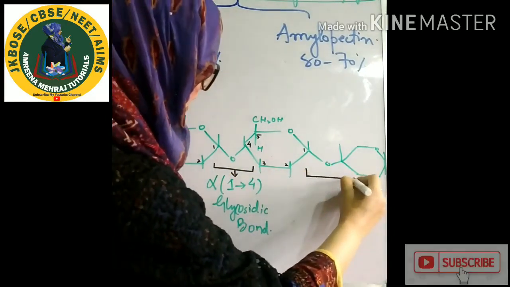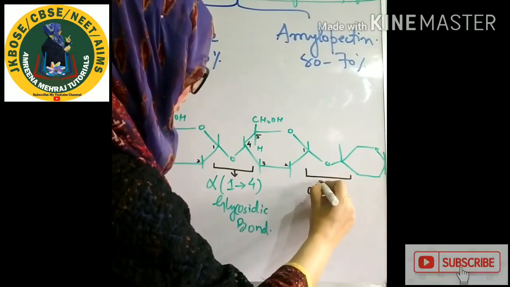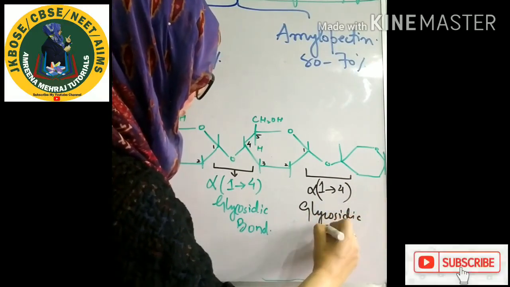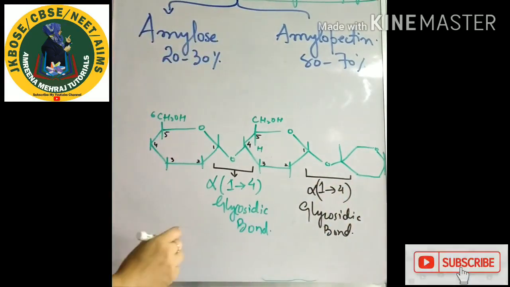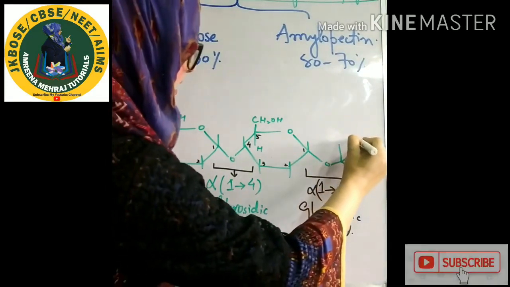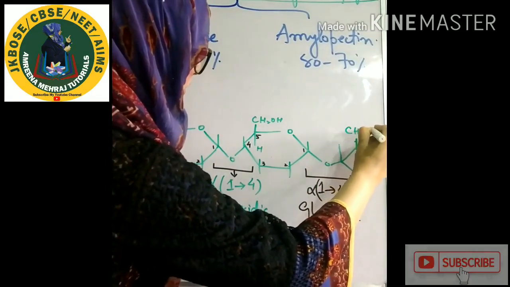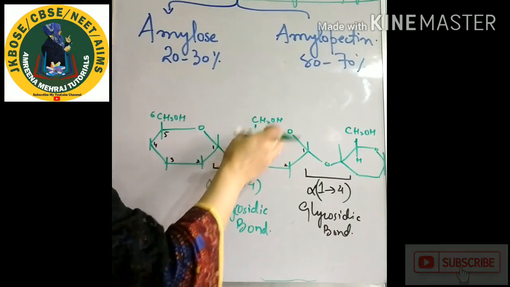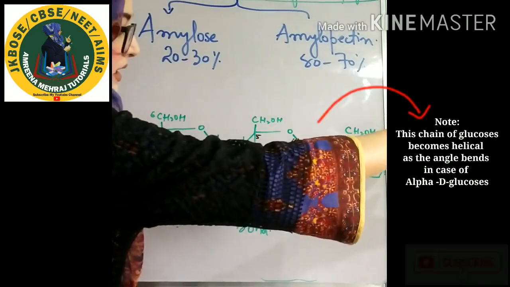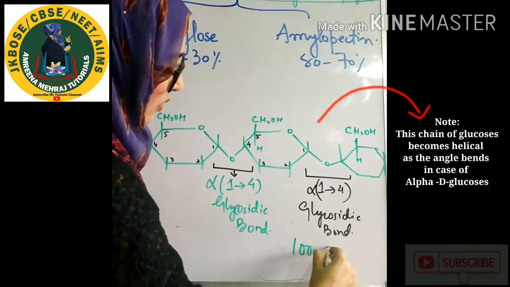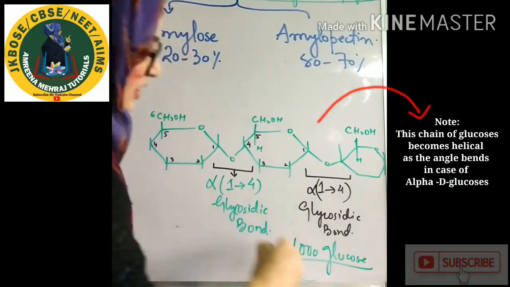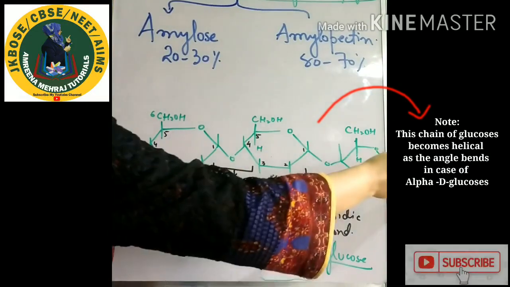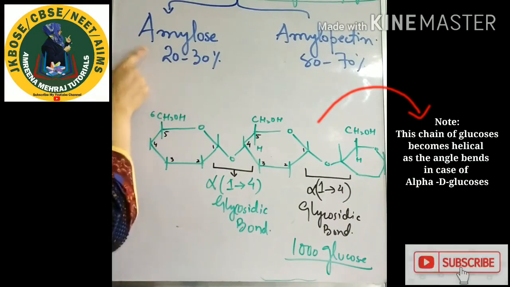Same as the case over here, this is again an alpha 1 to 4 glycosidic bond. How is it formed? That you people know. Now let me try to finish it, because I have something to do with it. CH2OH and H. Similarly the chain continues. You have one glucose joined to another glucose joined to another glucose in a linear manner. Roughly about 1000 glucoses connect to each other with the help of these alpha 1,4 glycosidic bonds. That chain is going to represent your amylose.